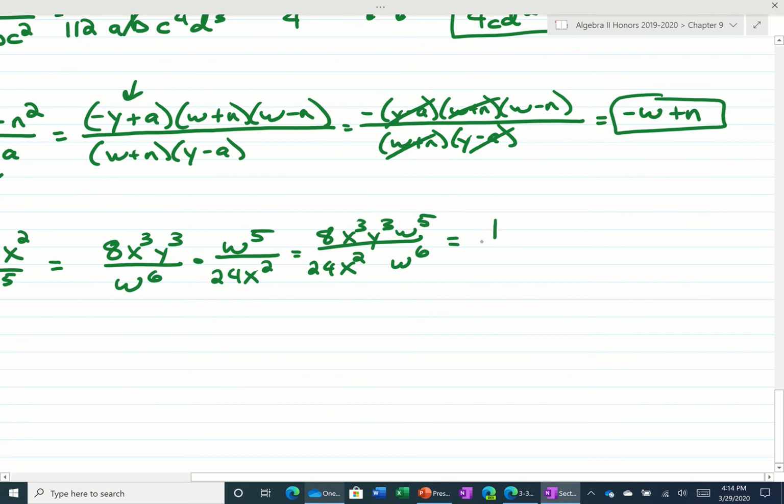So the first 8 divided by 24 is 1/3. We'd get an x, y to the third, w to the negative first. So let's see. I could bring this down, and we would get xy to the third over 3w. That is the correct answer.